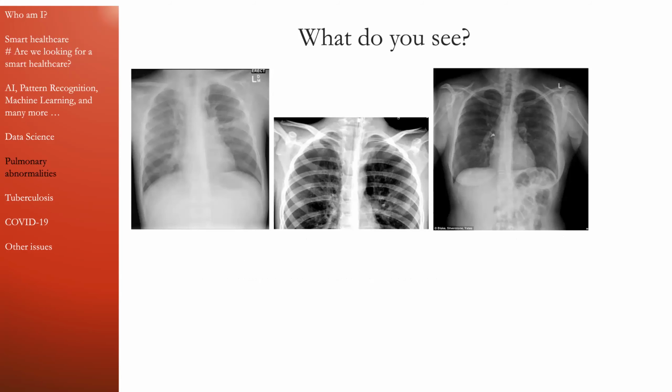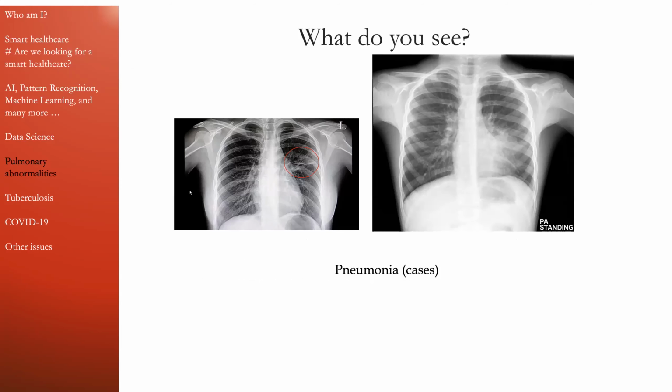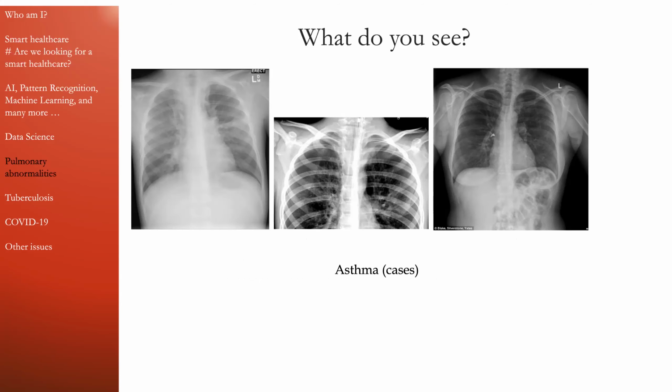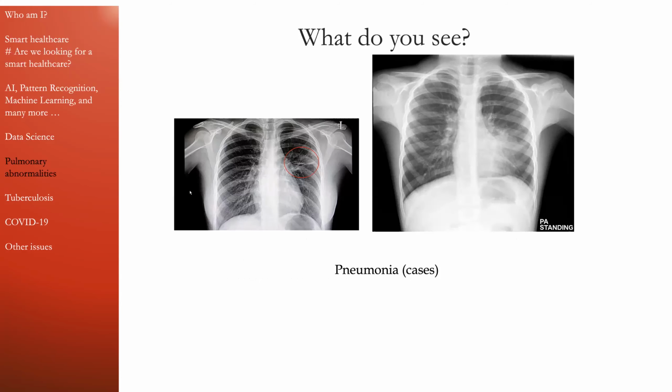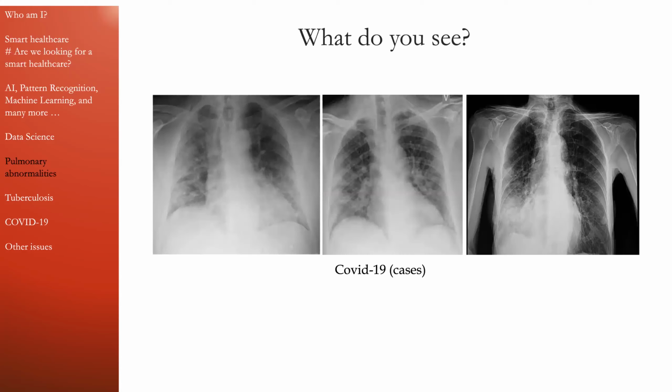Probably you can't tell because we need expertise to tell about this story. So this is asthma cases. Asthma has this problem. I don't really see what is in there, by the way. We need experts. This is pneumonia cases. I don't even know how I am going to differentiate these asthma cases and pneumonia cases. How about COVID-19 cases? Who can identify this one is different from this one?